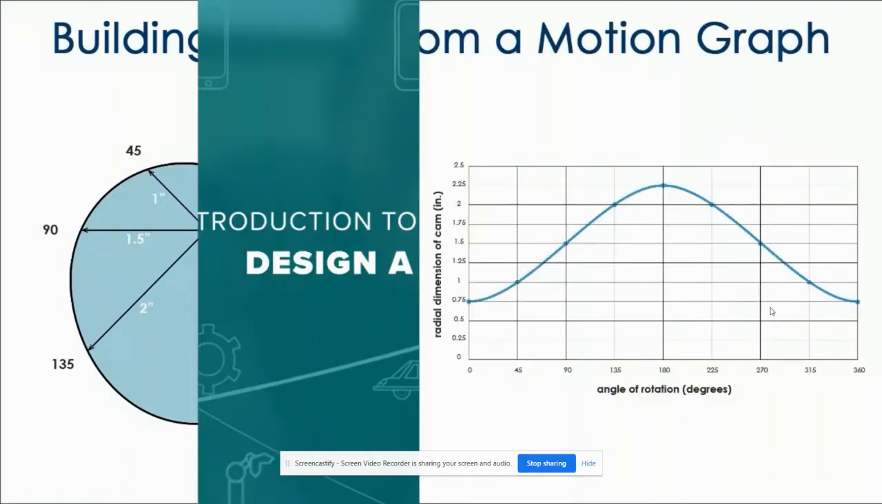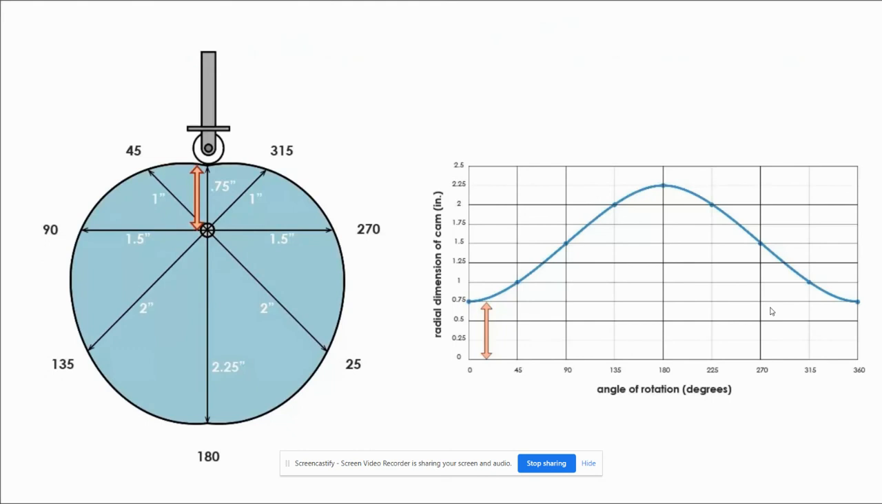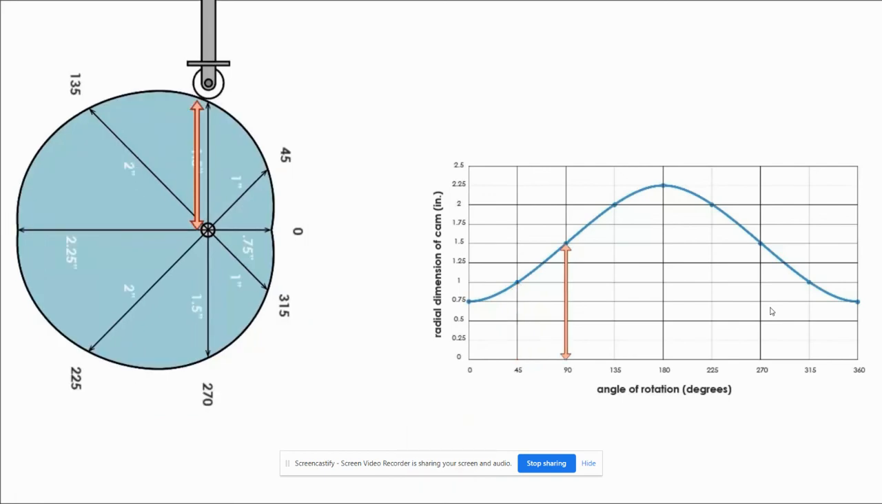This cam was designed to produce the motion indicated in the motion graph. Notice that the angle of rotation is shown on the face of the cam. The cam will rotate clockwise. As the cam rotates clockwise about the axle, the follower will move up and down as the radial dimension changes. When the cam has rotated 45 degrees, the dimension to the point of contact with the follower is 1 inch. Watch as the motion graph is traced out as the cam rotates.